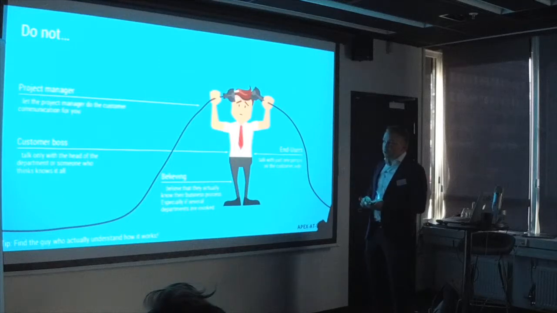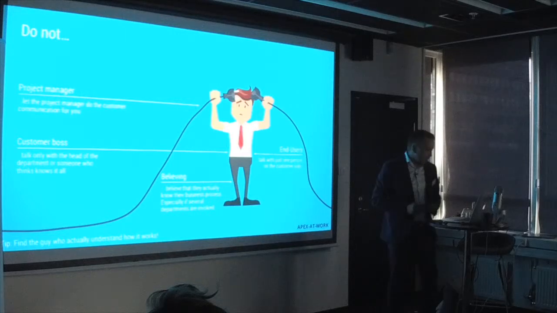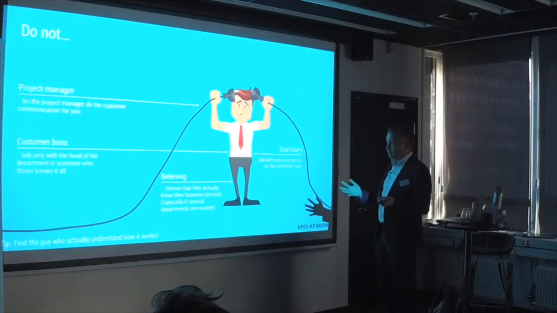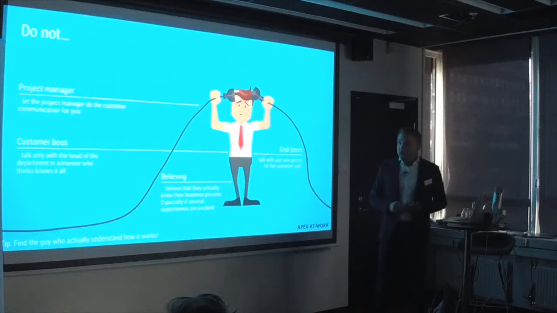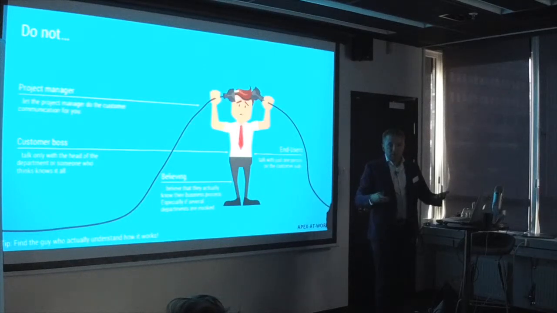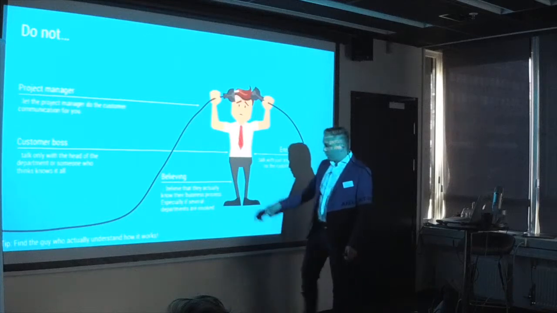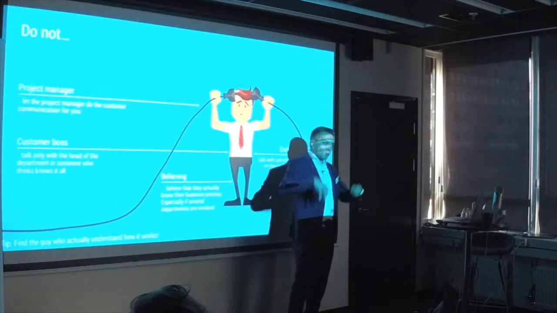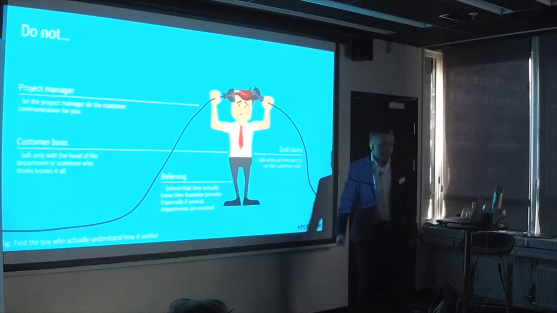Some things you maybe shouldn't do. From a project manager perspective, you should not let the project manager do the communication with the end user, with your customer. And you should not let the customer boss be the first person you talk to, or some other guy who thinks he knows it all. What is also really important, you should not believe that they actually know their business. Because when you go the agile way, you expect that the person in front of you knows what they are talking about.